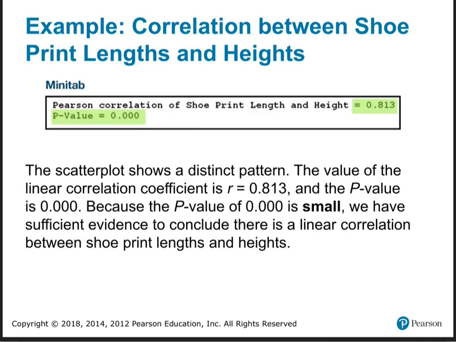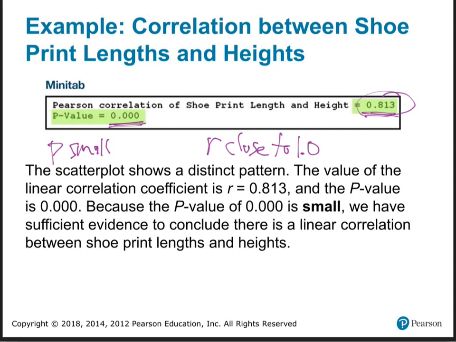Okay, and that's what they're saying here. R is 0.813. That's pretty strong. That's close to 1. So you see the two different numbers we're looking at. You want R close to 1, 1.0, and you want P small. That's what we got, a small p and an R close to 1. They both say, it looks like there's a linear relationship here.